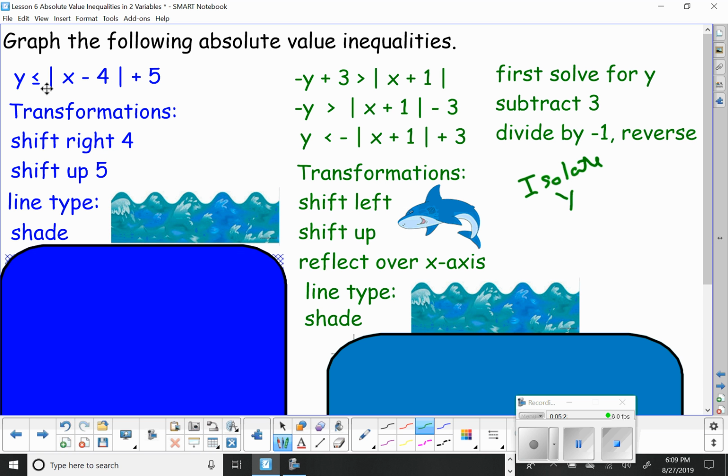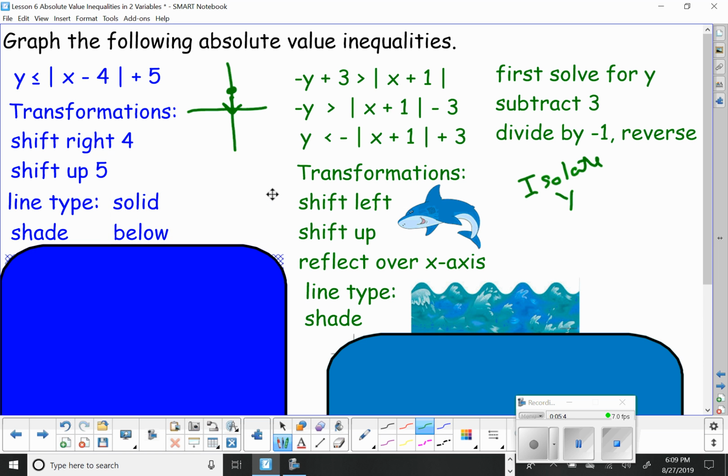Y is less than, so I'm going to shade. Will I be shading above or below? Think about it like this. If I give you any given y, where are all the y's that are less than that one? They're below. So I'm going to shade below. Bigger y's are above, smaller y's are below.